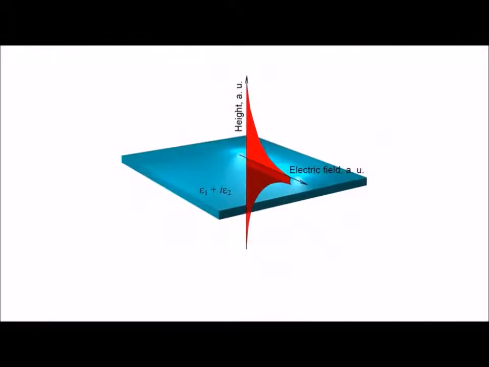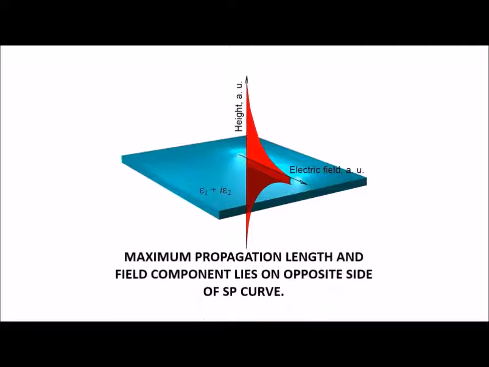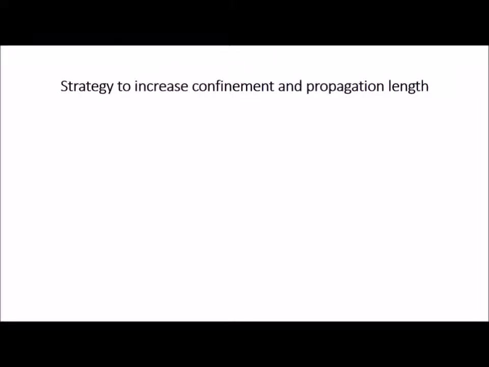The imaginary part of the complex wave vector along the metal dielectric interface determines the propagation length because it relates to the damping inside the metal. The fact that the length decreases as the SP becomes more confined reveals an important fact in the context of SP circuitry: that the maximum propagation length and the maximum field confinement lie on opposite ends of the SP dispersion curve.